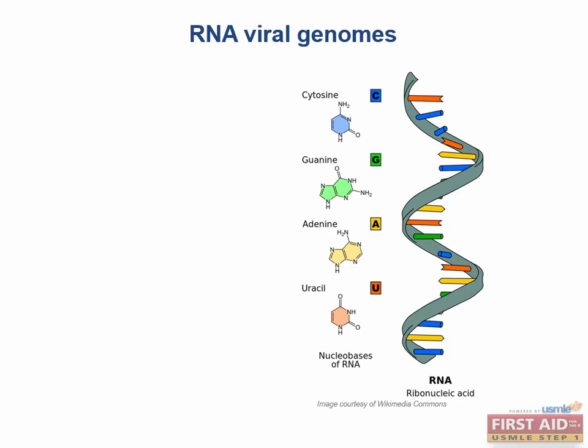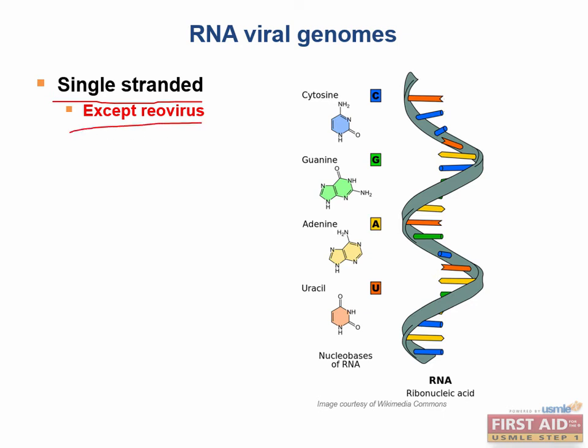Now let's talk about the RNA viruses, which are less straightforward than the DNA viruses. In contrast to the DNA viruses, RNA viruses all contain single-stranded RNA, except for the reovirus, which is double-stranded. Once again, here is another exception to the rule. And thinking back, do you remember what is the only single-stranded DNA virus? The only single-stranded DNA virus is parvovirus. And what is the only double-stranded RNA virus? It is reovirus. Very good.